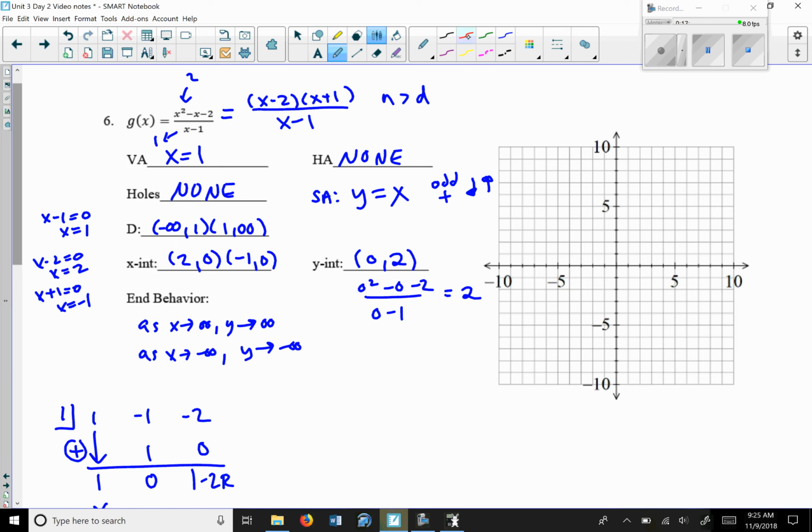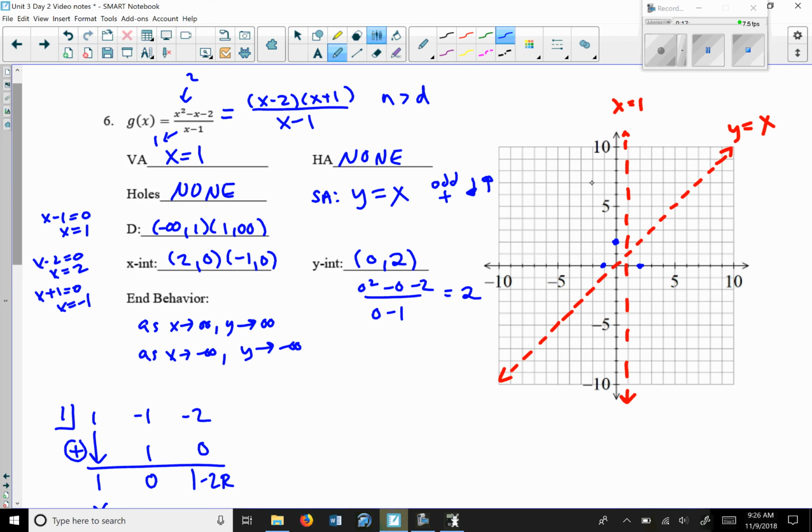So let's go ahead and graph this out. Our asymptotes we'll graph first. We have a slant asymptote at y equals x, which has a y-intercept of 0. And then we have a vertical asymptote at x equals 1. And we can go ahead and start to graph this. So it looks like I have x-intercepts at (negative 1, 0) and (2, 0), and a y-intercept of (0, 2).